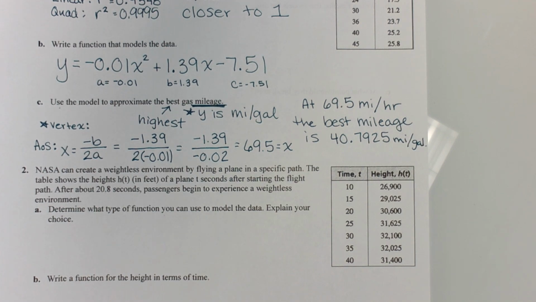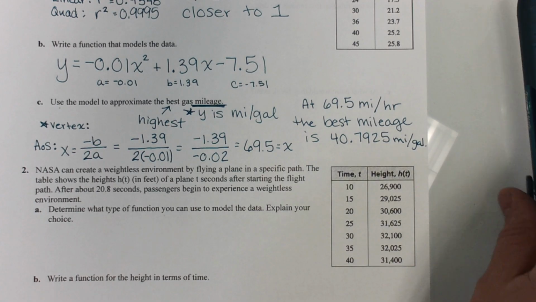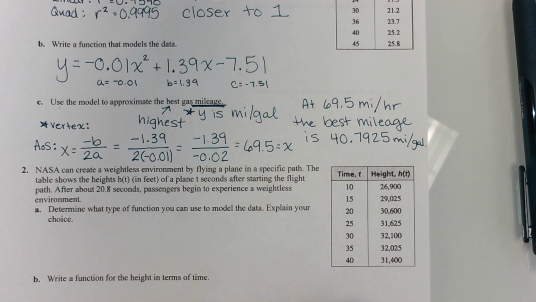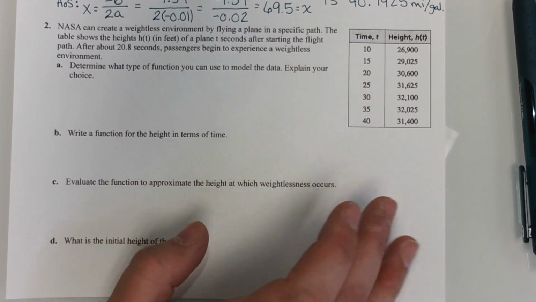NASA can create a weightless environment by flying a plane at a specific path. The table shows the height in feet of the plane t seconds after starting the flight path. After 20.8 seconds, passengers begin to feel weightless. Determine the type of function that you can use to model the data. Okay, this brings it back. What did we use to determine which was the best option?